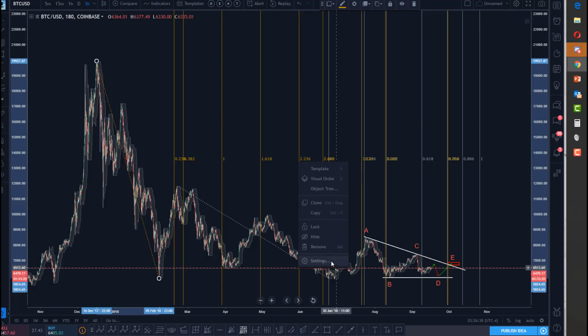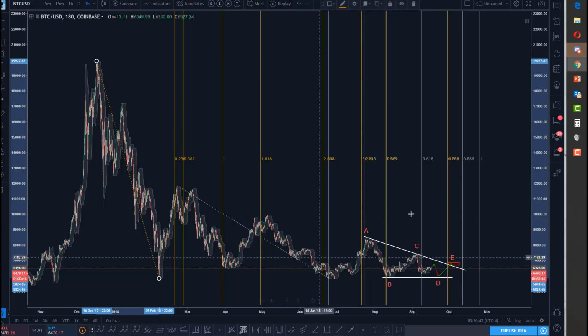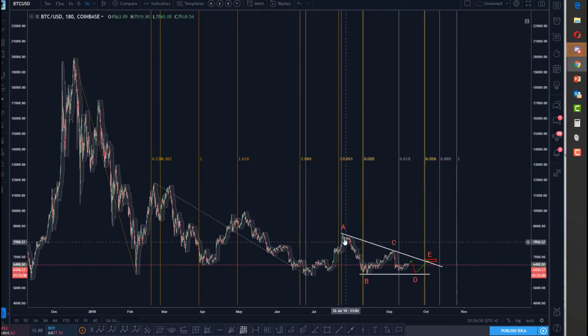Oh, wait. I must have had it in two places. Where's the other one? Yeah, here. 2618. Damn interesting. The 3236, highly confident with the 236 of this move, of this measurement. And then the 3618, you can't even see the 382 because they're on top of each other. Triangle A, triangle B. Look at the confluence here, guys. I mean, come on now.